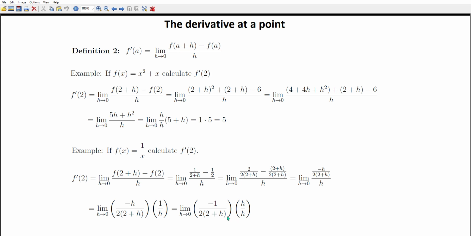Now what's this going to do? Well, the top is going to look like minus 1, and the bottom is going to look like 2 times 2 plus 0, or 2 times 2. So this whole mess is going to look like minus a quarter. And our limit is minus a quarter times 1, or minus a quarter.